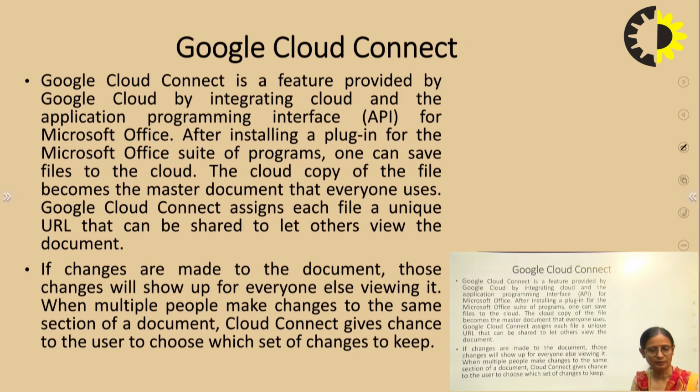Another component is Google Cloud Connect. It is a feature provided by Google Cloud, and it integrates the cloud and the APIs for Microsoft Office. After installing a plugin for the Microsoft Office suite of programs, one can save the files to the cloud. The cloud copy of the files becomes the master document that everyone uses. Google Cloud Connect assigns each file a unique name or a unique URL that can be shared to let others view the document.